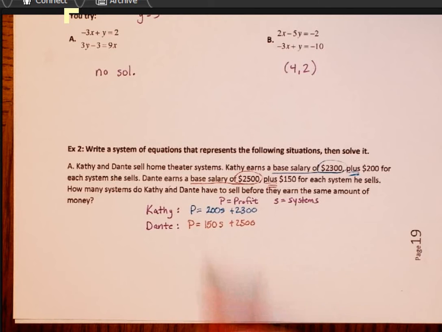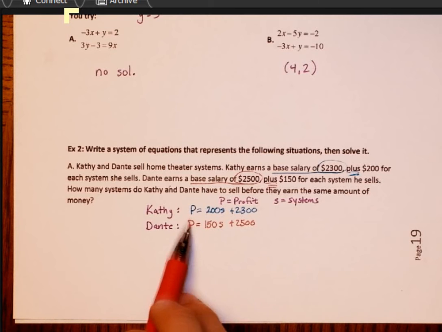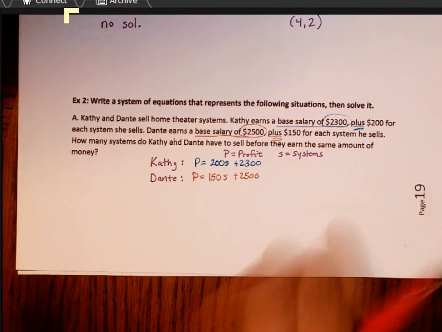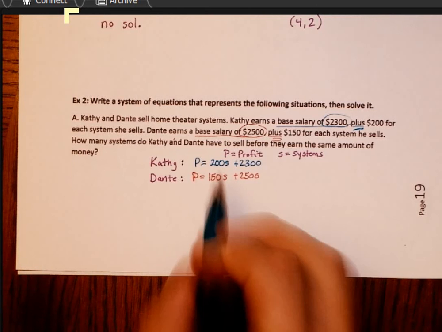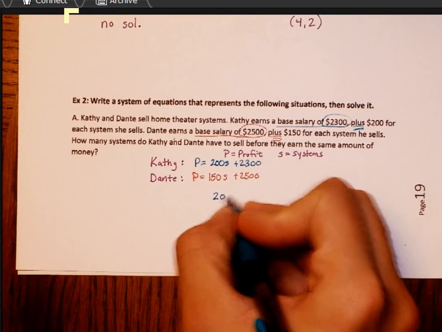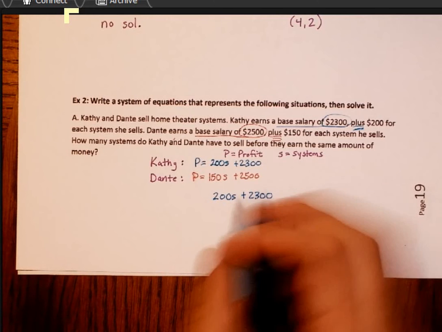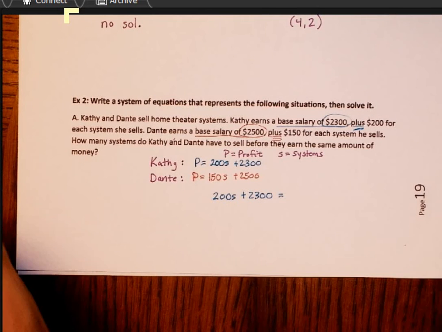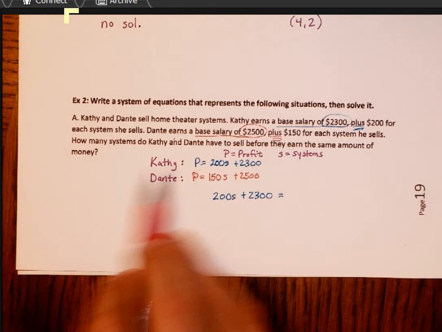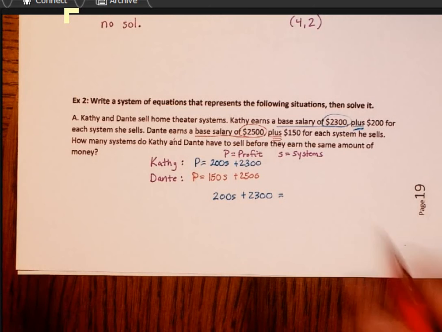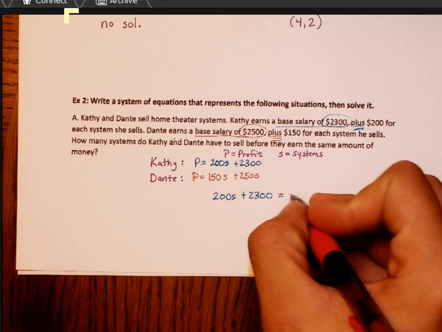So like we learned yesterday, P in both equations is the exact same. So since it's the same in both equations, what we can do here is solve this system by setting 200S plus 2,300 equal to Dante's, because it says how many systems do Kathy and Dante have to sell before they earn the same amount of money. So we want their profit to be equal.